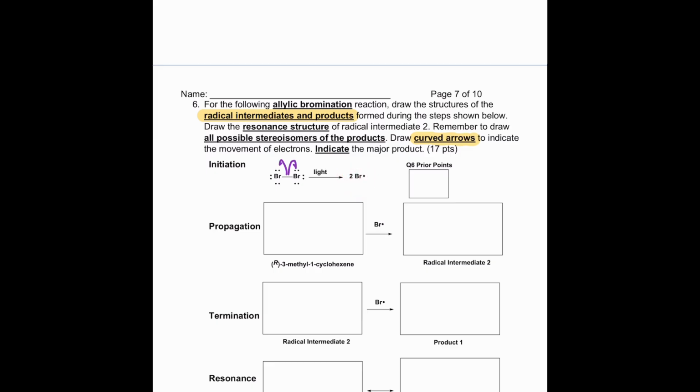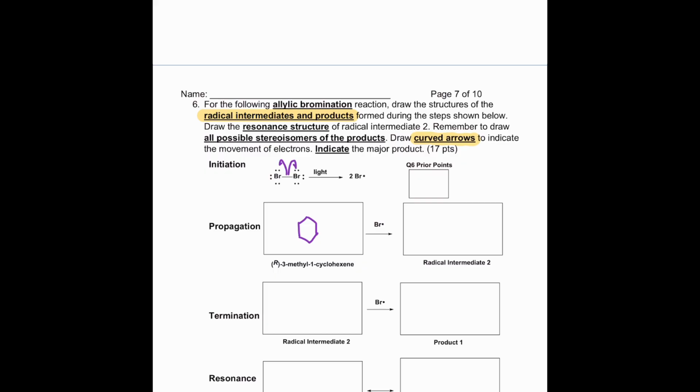So now the second part is they want us to do the propagation of this equation, but notice that they didn't really give us the product, so we had to draw out the product ourselves. R-3-methyl-1-cyclohexene. So the things I notice is we got hex, so we have a 6-carbon ring, which I have drawn. Awesome. And then we have 1-cyclohexene, so that means that our double bond is going to be on number 1.